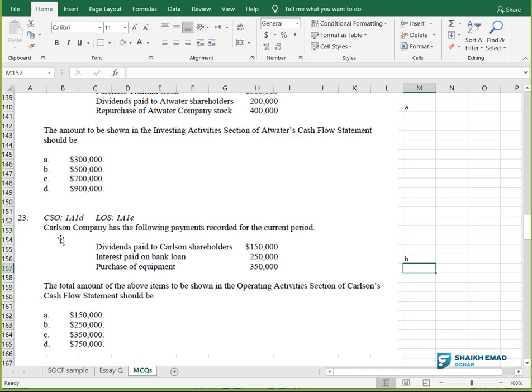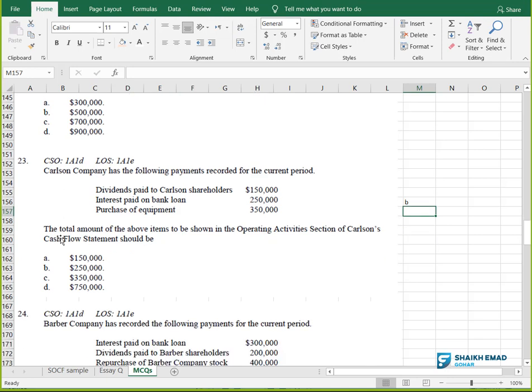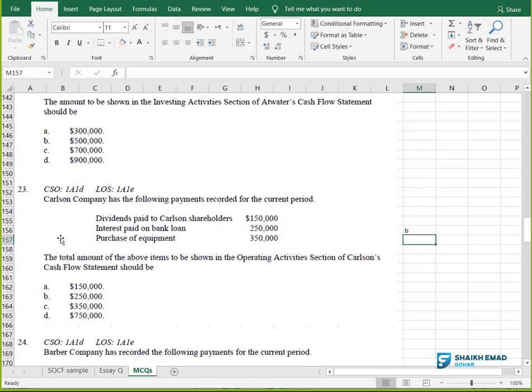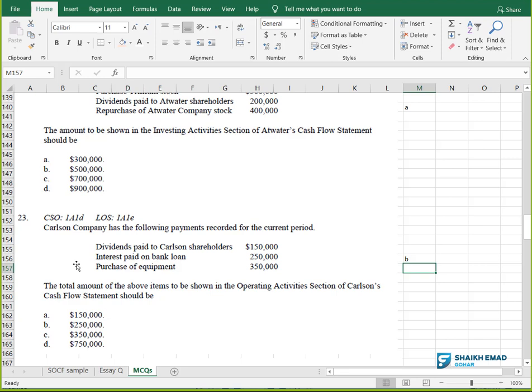So these are some of the MCQs on your cash flow statement. There are some further MCQs also for your practice. I will share this file with you on the portal along with the answers so you can solve the remaining MCQs.